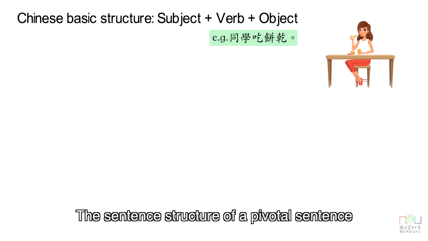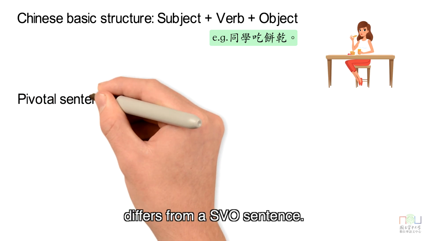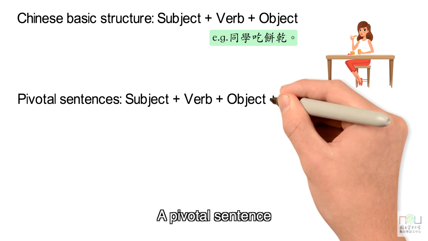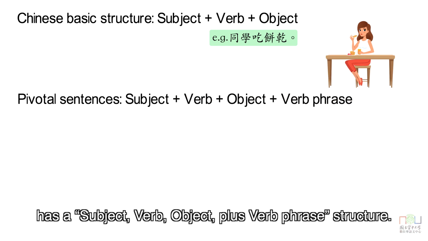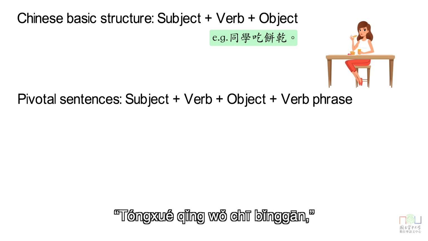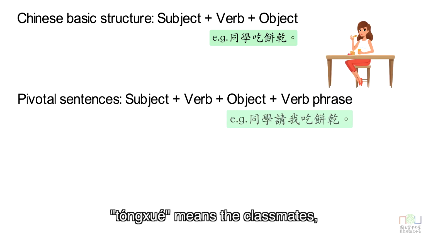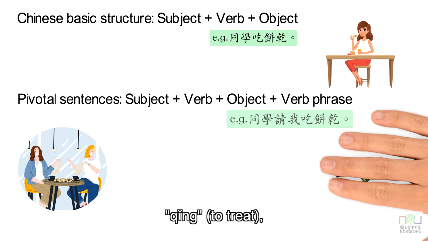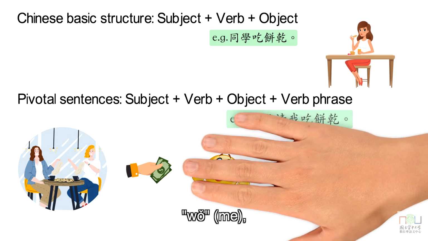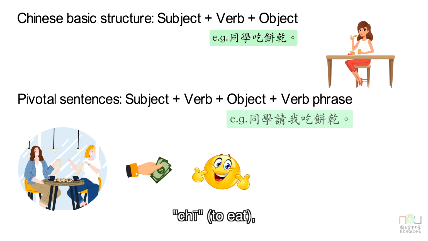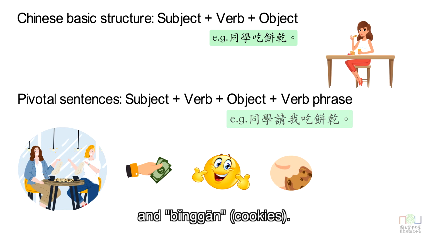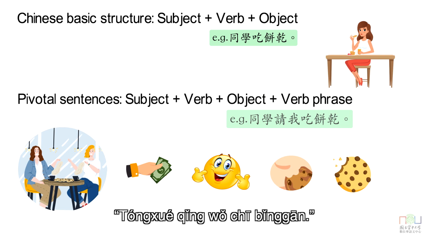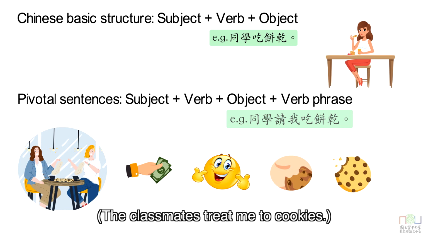The sentence structure of a pivotal sentence differs from an SVO sentence. A pivotal sentence has a subject, verb, object, plus verb phrase structure. In the example, 同学请我吃饼干。同学 means the classmates. 请 To treat, 我 me, 吃 to eat, and 饼干。 cookies. 同学请我吃饼干。 The classmates treated me to cookies.